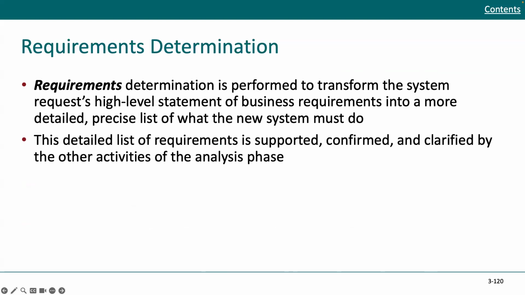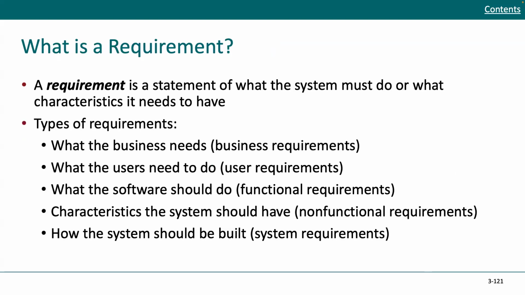So requirements determination is performed to transform the system request's high-level statement of business requirements into a more detailed, precise list of what the new system must do. The system's list of requirements is supported, confirmed, and clarified by the other activities of the analysis phase. So what is a requirement? A requirement is a statement of what the system must do or what characteristics it needs to have.